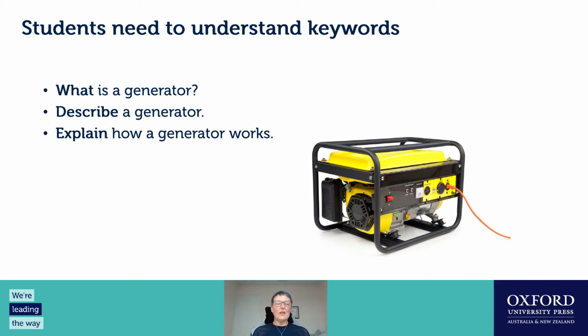So it's what are you actually looking for by asking that question? So what is a generator? It's a really broad one. Do you mean describe a generator, in that describe what it does? So describe the function of the generator, describe what it looks like, or do you actually mean to explain how a generator works? They're very different types of questions, and students often don't know which way to go for the answers. So can I have the next slide, please?